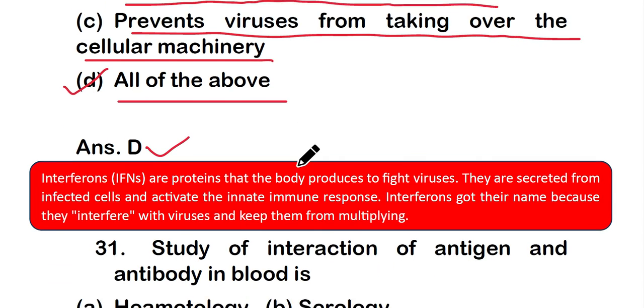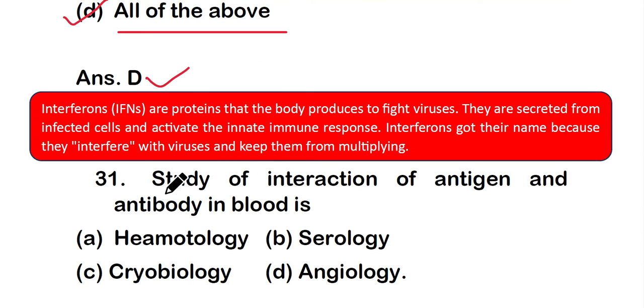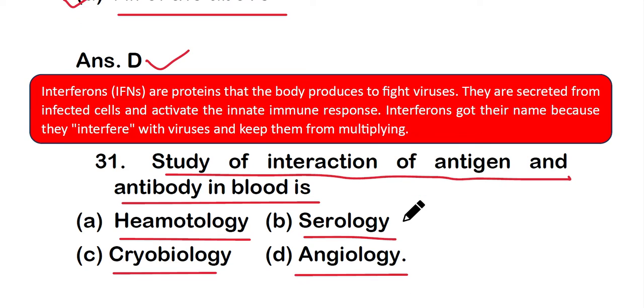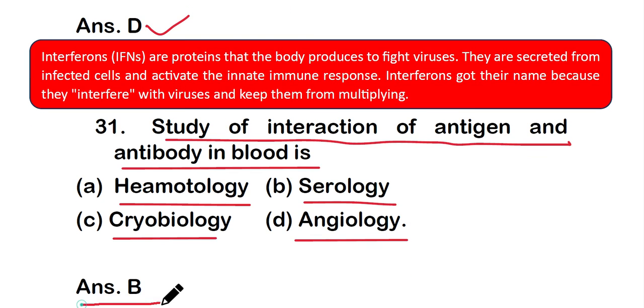Okay. So next is question number 31. The study of interaction of antigen and antibody in blood is option A, hematology, option B, serology, option C, cryobiology, or option D, angiology. And the right one is option B, that is serology. So the study of interaction of antigen with antibody in blood is known as serology.